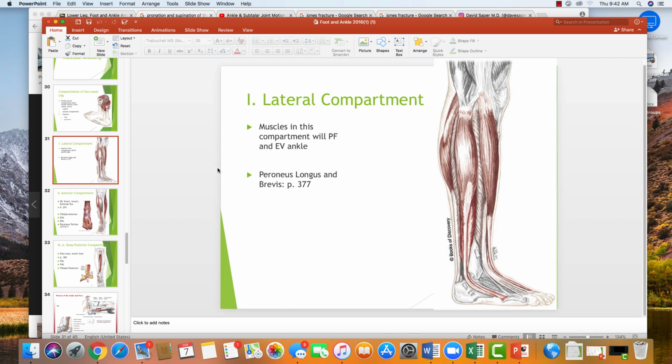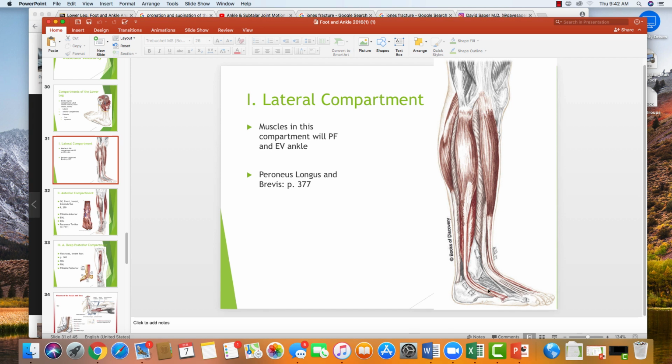Let's first look at the lateral compartment. Muscles in the lateral compartment are going to be responsible for plantar flexion and eversion. That's the PF and EV. So pushing down on the gas pedal or turning the foot out. And these are primarily the peroneus longus and brevis. The brevis is the one that comes down and attaches to the metatarsal of the foot. We'll talk about that more extensively in the next video, but that's the brevis attaching right there on the base of the 5th, pinky toe metatarsal.